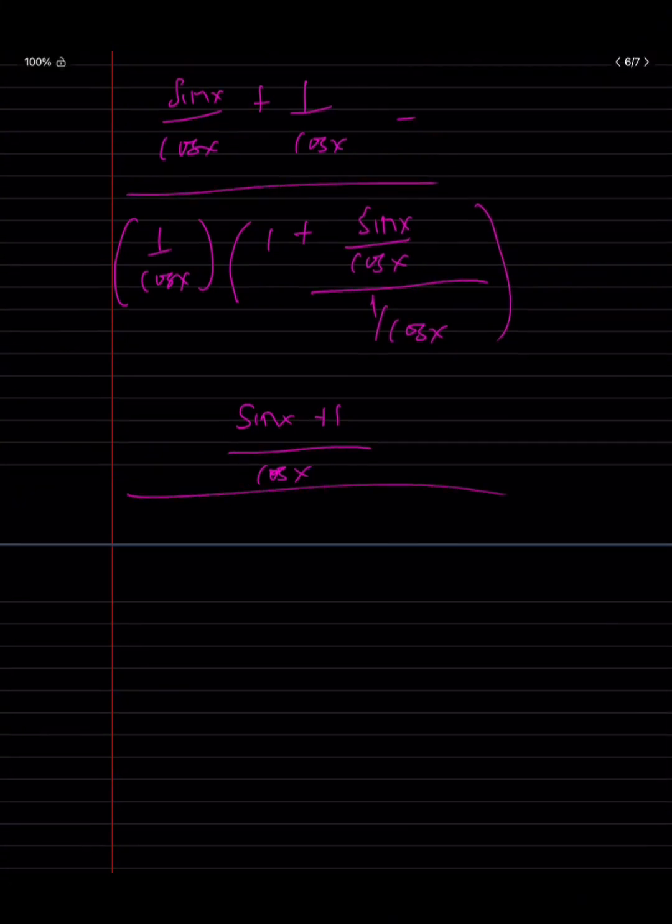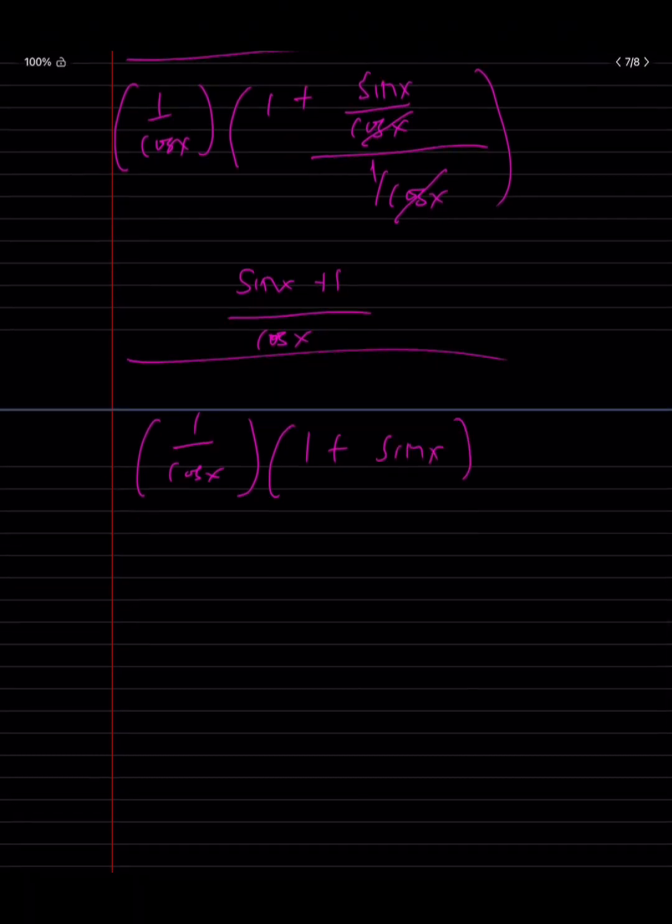Now let's see how we can simplify this. This one will cancel this one, because when you take the reciprocal, the cos x goes up and it will be over 1, so we can cancel this. Now we get 1 over cos x multiplied by 1 plus sine x. So this is what we are getting for now. Let's see what we can do over here.